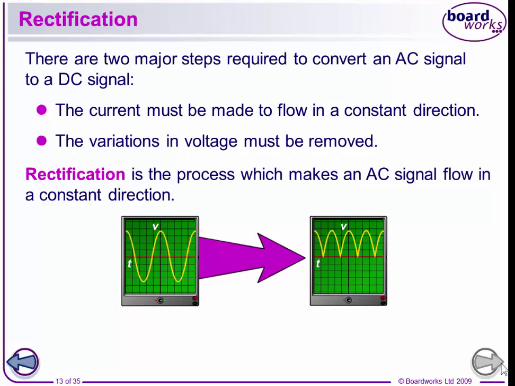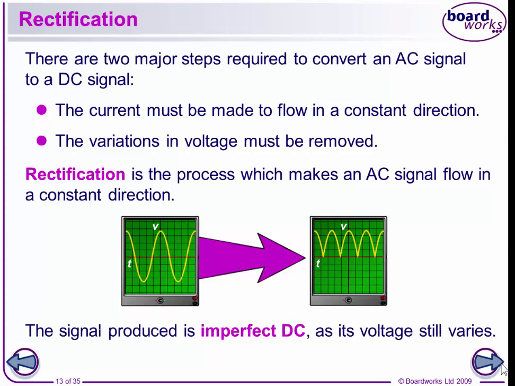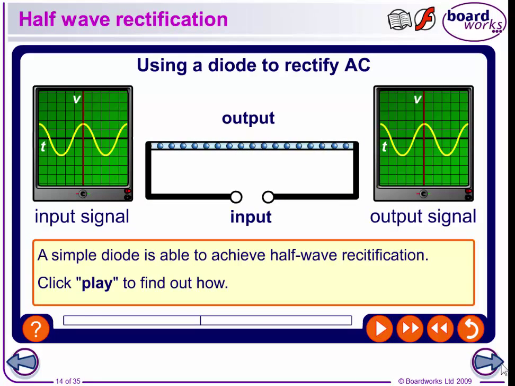So we have to start with this sinusoidal curve here, and if you notice that we basically made it all positive, so it only goes in one direction. So the signal produced is an imperfect DC. It goes in one direction, but there is a variation of voltage. Now, if we use a diode, this is how we obtain this DC. So we'll press play to find out how.